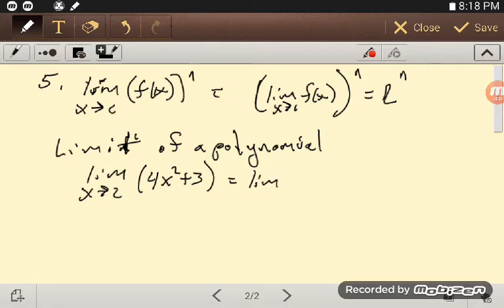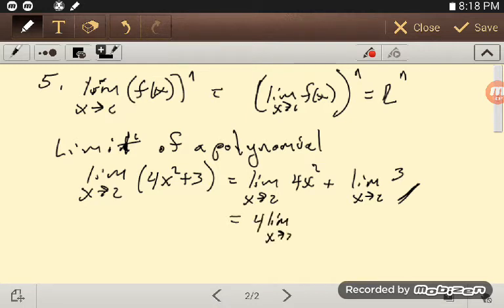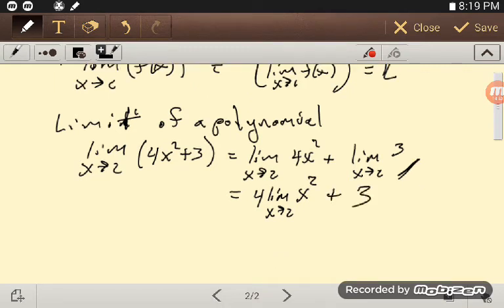So this is the limit as x goes to 2 of 4x squared plus the limit as x goes to 2 of 3. Now I could evaluate this second limit at this point, but I can't quite do this one yet, but I can factor out the 4, so I get 4 times the limit as x goes to 2 of x squared plus 3.